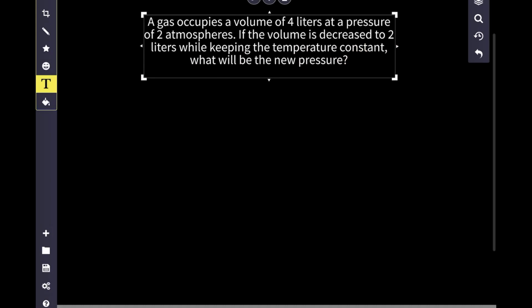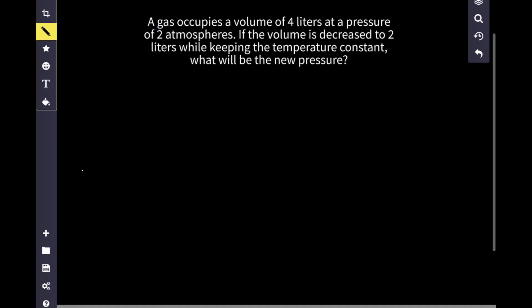A gas occupies a volume of 4 liters at a pressure of 2 atms, or atmospheres. If the volume decreases to 2 liters while keeping the temperature constant, what will be the new pressure? Let's write out what we're given. We're given that our volume is starting out at 4 liters, and our pressure is 2 atms.